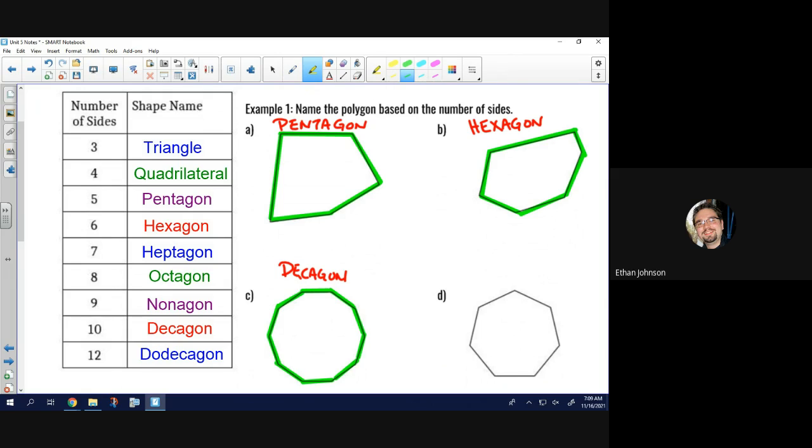Go ahead and try doing the fourth one. Fourth one, we have 1, 2, 3, 4, 5, 6, 7 sides. So this is a heptagon. So we will need to know what these shapes are called.